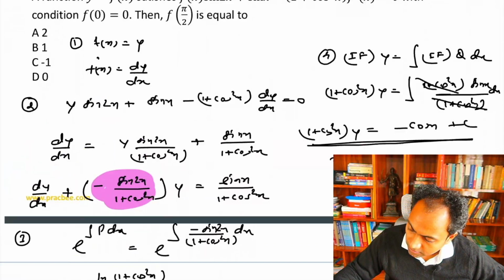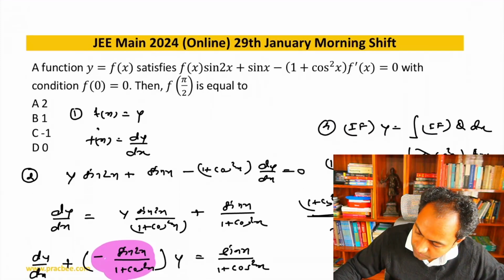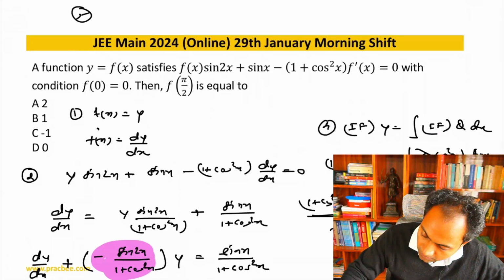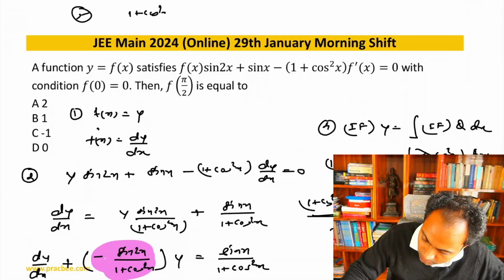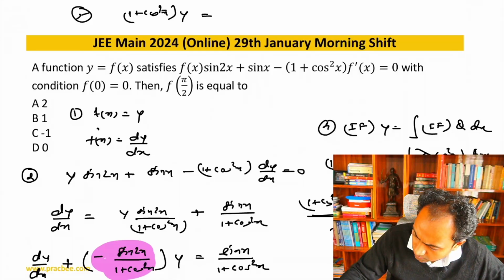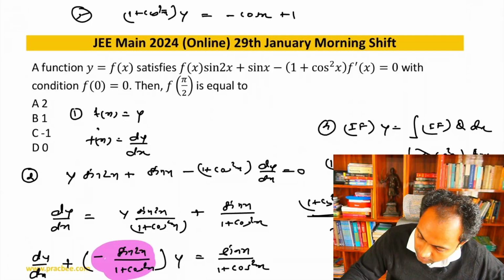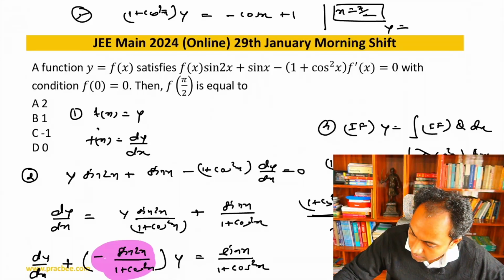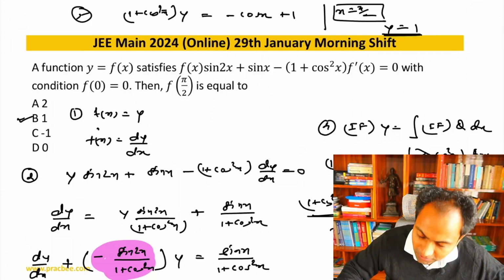Now, again, if I write down the question and figure out the value in the last part, that is nothing but the fifth part. What I have is nothing but 1 plus cos square x into y is equal to minus cos x plus 1. And now they want to find the value at pi by 2. So, if I put x equal to pi by 2, let us see what happens. The left hand side will become y. The right hand side will become 1. So, y comes out to be 1. That is nothing but the option.